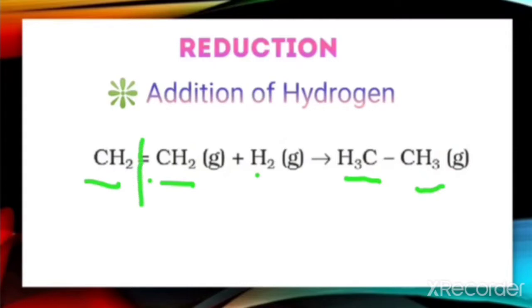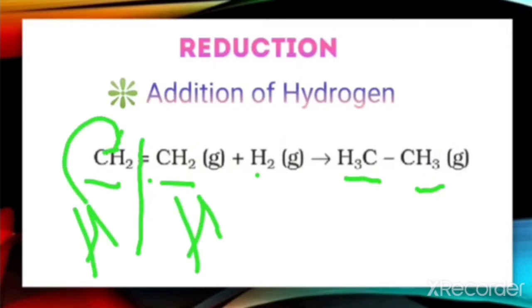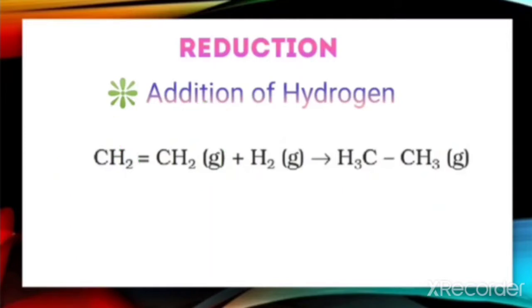That means what is happening here? One of the bonds in the double bond gets broken and one H gets added here. One H gets added. That's why it becomes CH3. So when you compare from reactant to the product side, there is addition of hydrogen. So the reaction in which there is addition of hydrogen is called reduction.